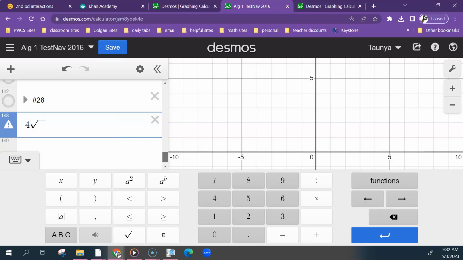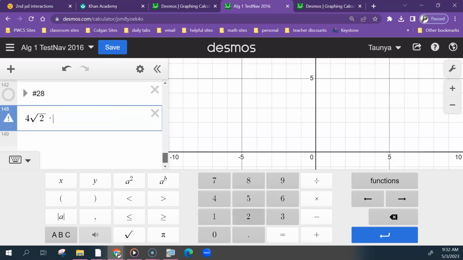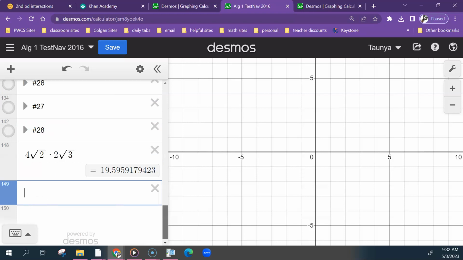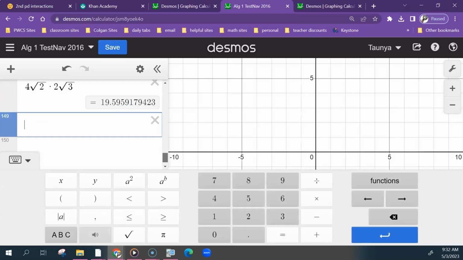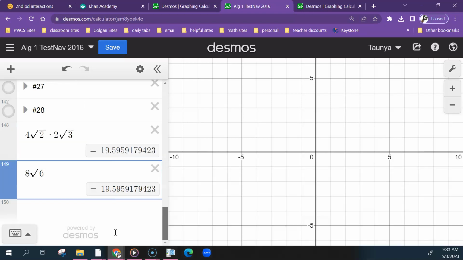What was that? 2? And then times 2 times the square root of 3. And then we said the final answer was... Now you could play the guessing game and start putting in random numbers and see which one equals. That could take some time.